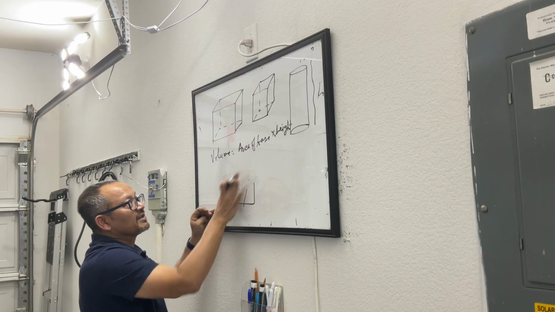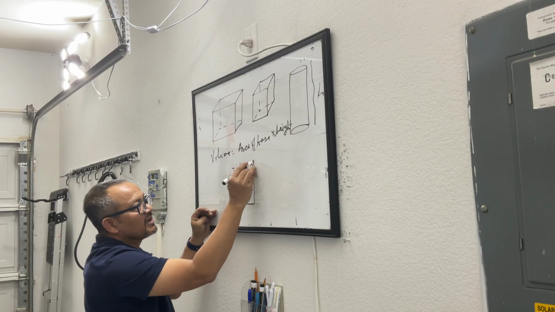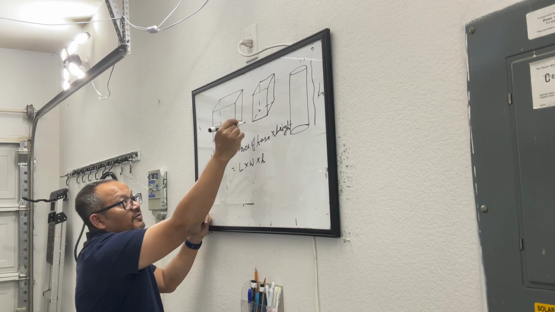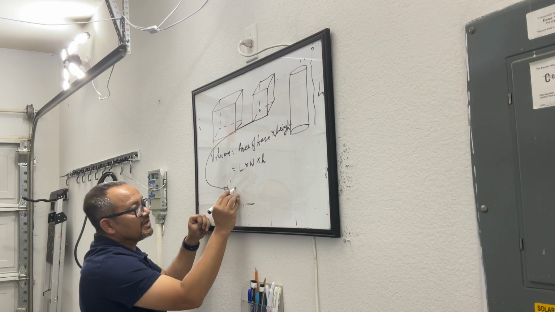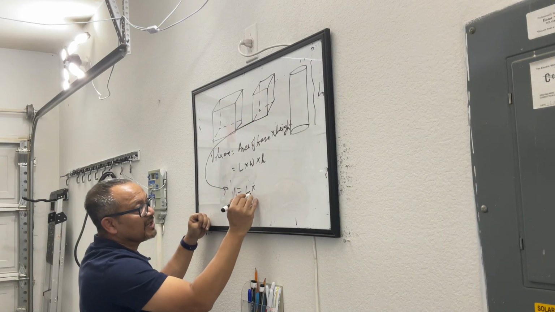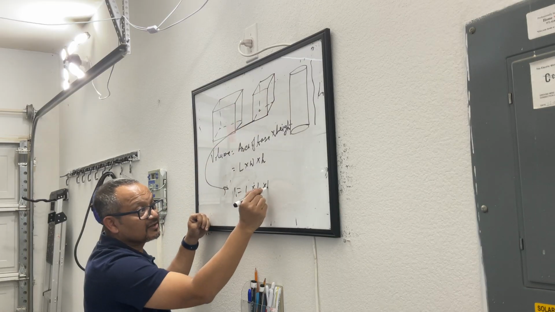So in case of a rectangle, this one, area of the base is length times width, and then your height. Done. If you are talking about volume of a cube, here your area of the base is area of the square, which is length into length, and times the height. Your height is also same as the side, length cube.